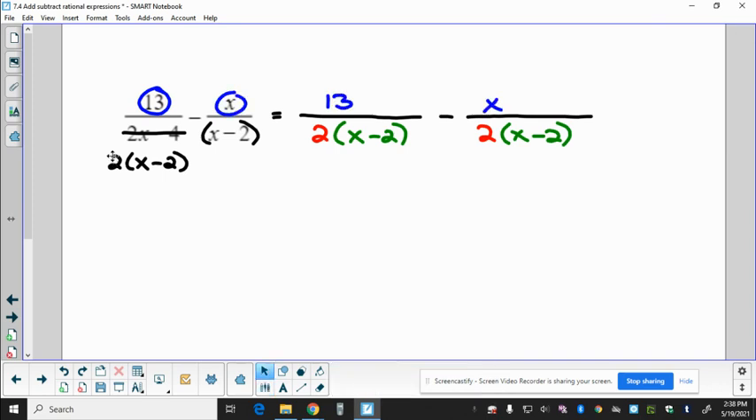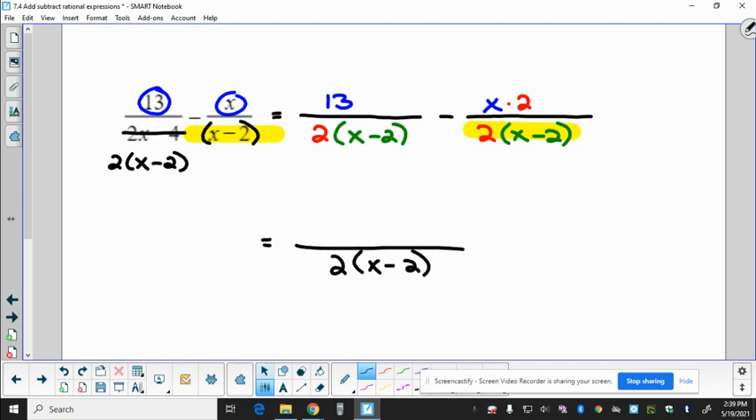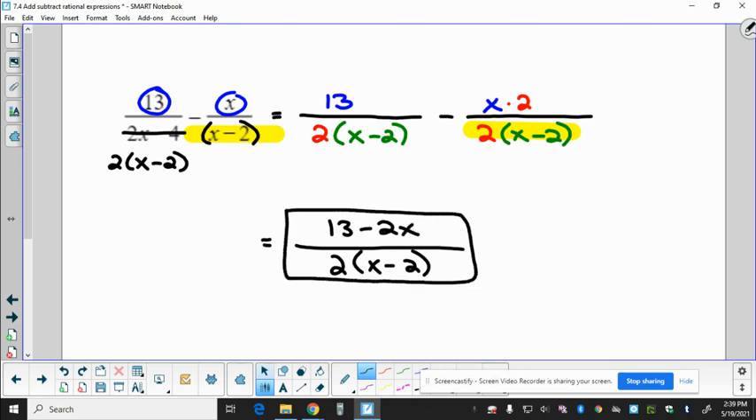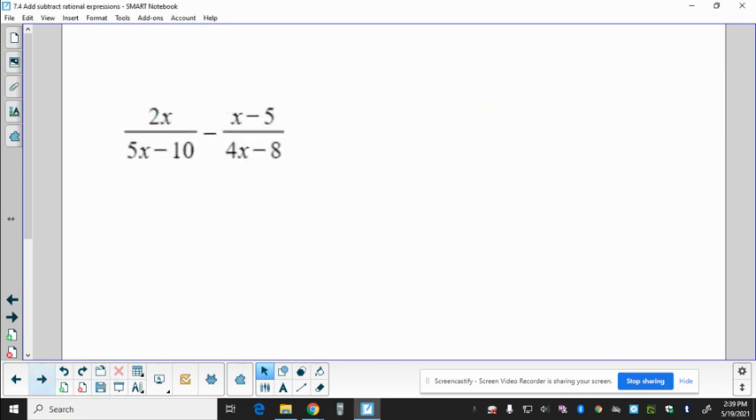Now let's compare the denominators to see how they have changed. There's the old first denominator. Here's the new. They're the same. I'm not going to change the numerator then. Those are the same. There's the old second denominator. Here's the new one. They're different by a factor of 2. So I'm going to multiply that by 2, or that's 2x up there. All right, I think I'm ready to go here. Here's my common denominator. 13 minus 2x. Do not be tempted to cancel those 2's. Cannot be done. All right, let's go on to another problem.